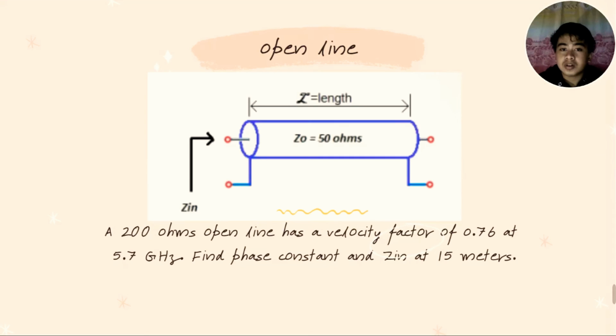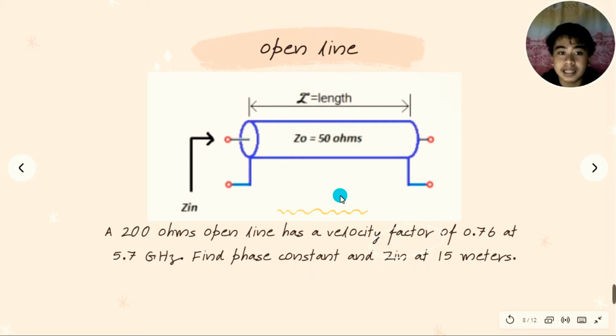Okay, so this is our sample problem. Never mind this 0.50 ohms because I have already given this sample right here. A 200 ohm open line has a velocity factor of 0.76 at 5.7 gigahertz. We should find the phase constant and the Z input at 15 meters.